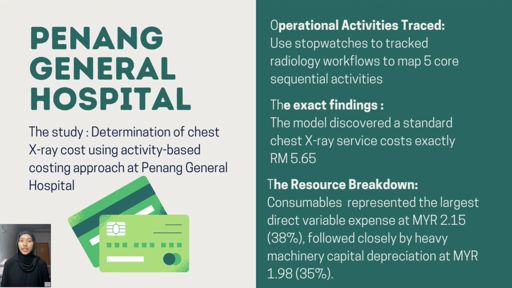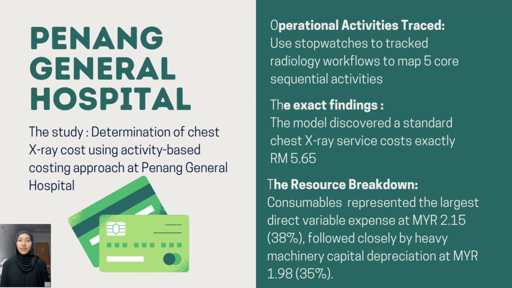Through this micro-level activity analysis, they broke the chest X-ray service delivery down into 5 core sequential activities. First, patient registration at the counter. Second, clinical patient preparation. Third, patient positioning relative to the equipment. Fourth, the actual machinery X-ray exposure. And fifth, the physical film processing and developing in the darkroom.